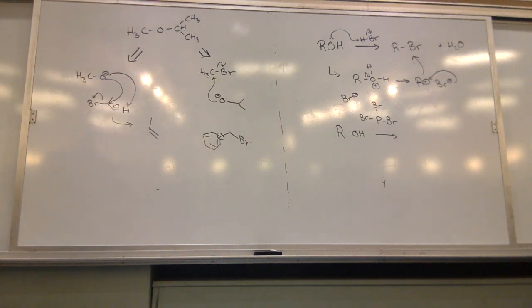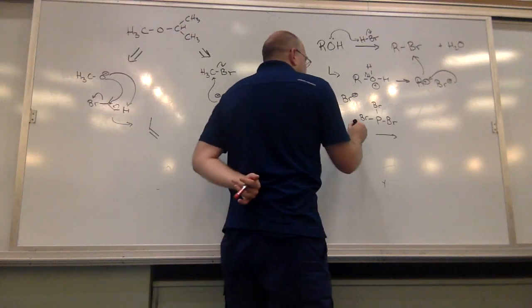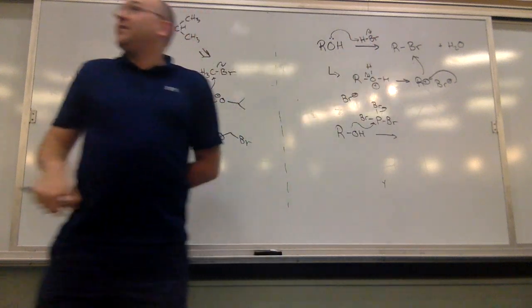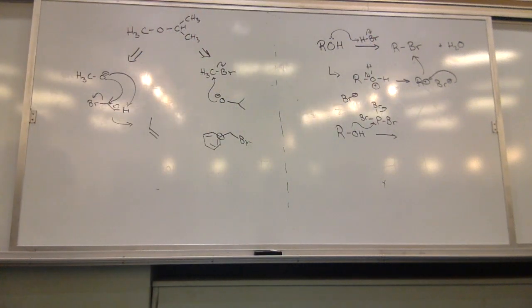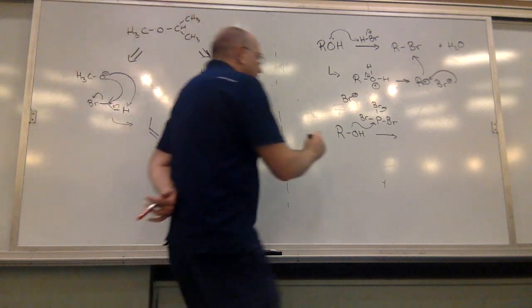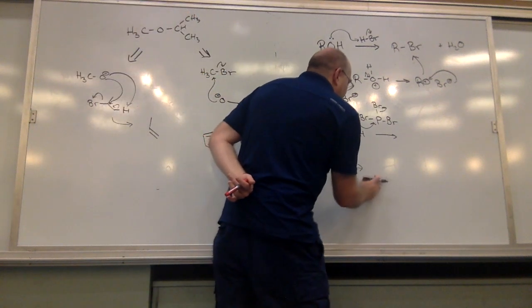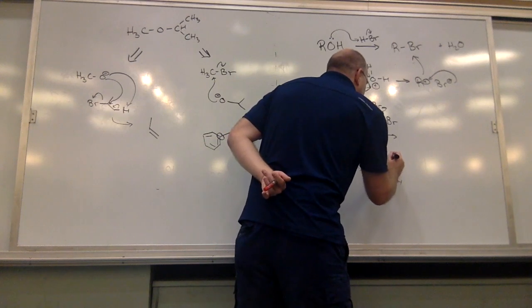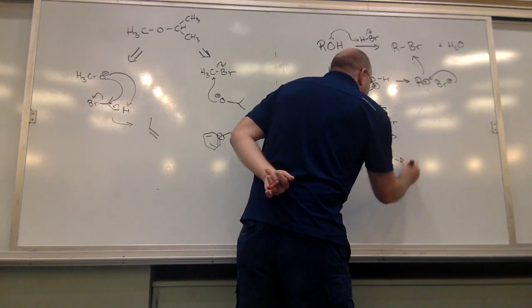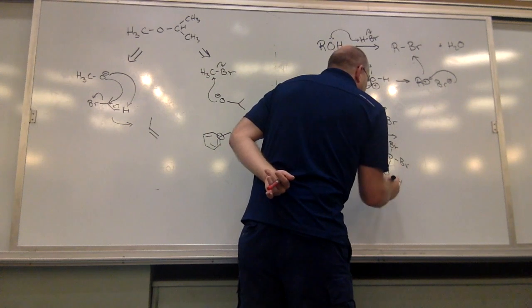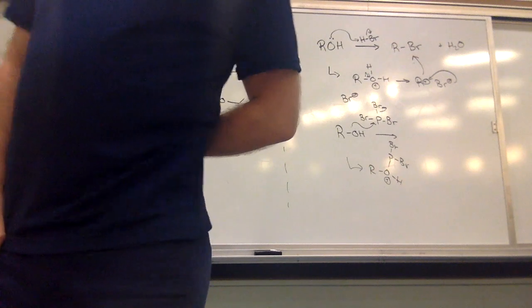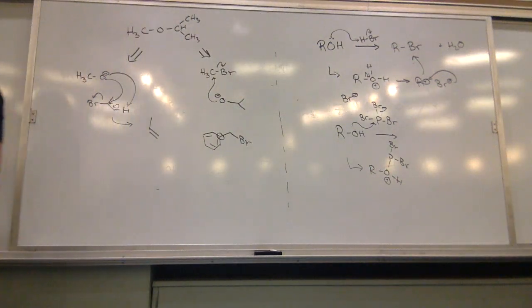Yeah. The oxygen is going to attack the P and kick out Br minus. So instead of attacking the hydrogen to leave the Br minus, we're now going to attack phosphorus. Right? We get to the intermediate that I'm showing you there, right?